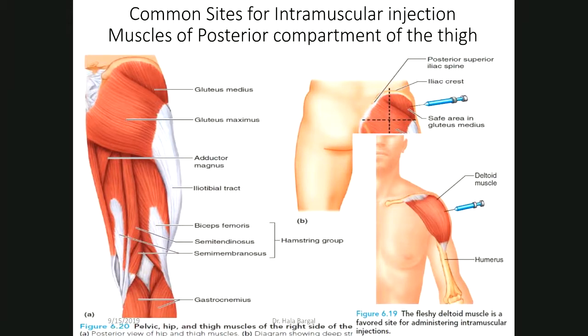Gluteus medius and deltoid are the common sites in adults, while vastus lateralis is a common site in children. Okay, let us discuss the muscles of the posterior compartment of the thigh. What is their main action? Flexion of the knee joint, right?